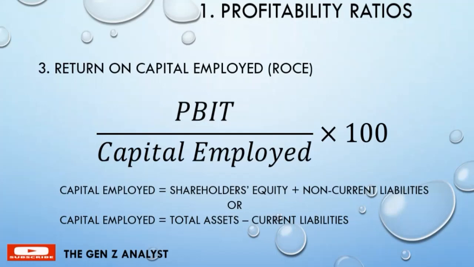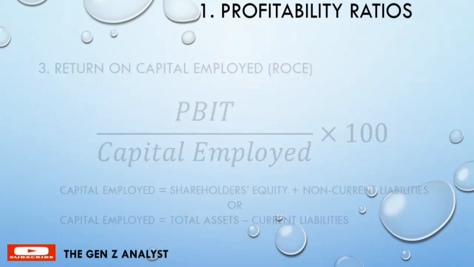Now, this return on capital employed is telling us how much profit we are making on the capital or the equity we have invested in the business. We are talking about how much we have invested in the business and how much we are generating on this investment. So that is what this ratio is calculating.